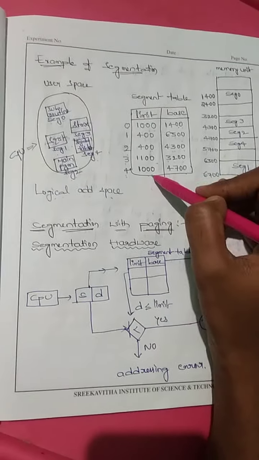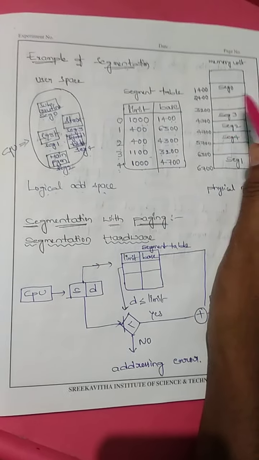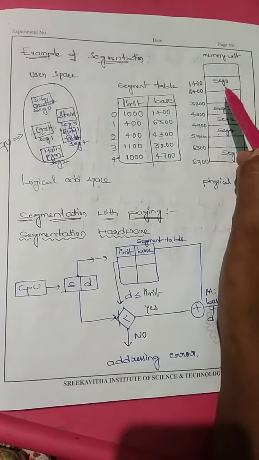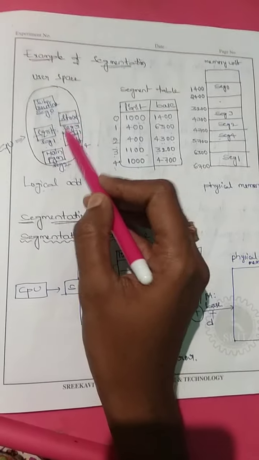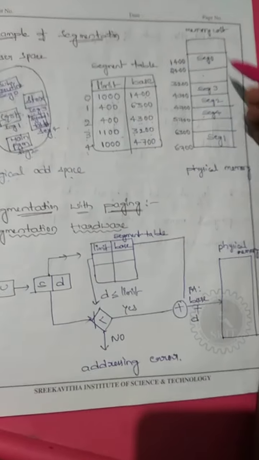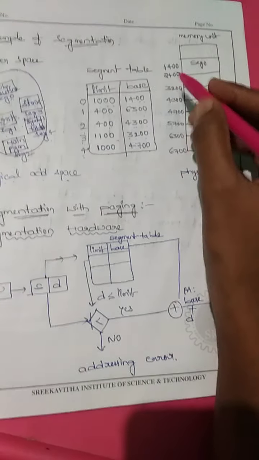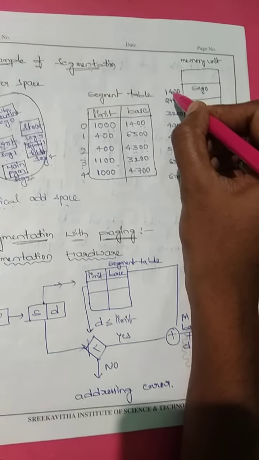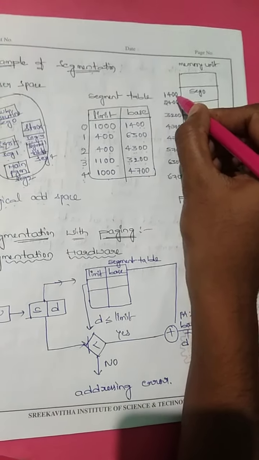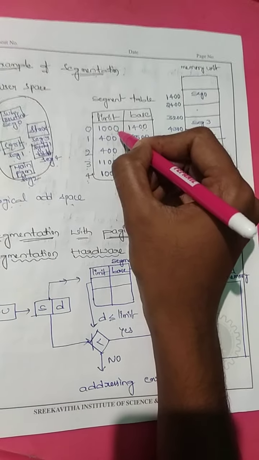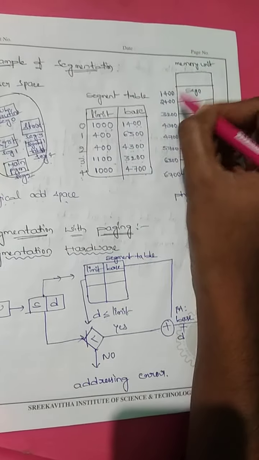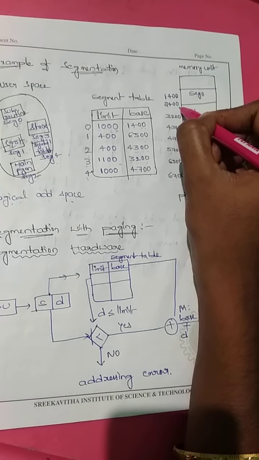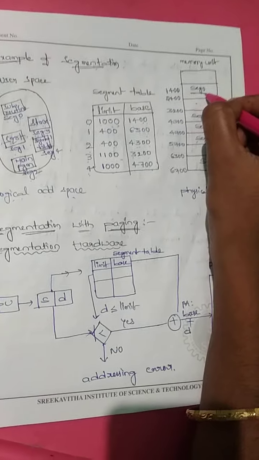So how will these be stored in the memory unit? I already told you segments will be stored in the memory unit like frames, because this is the main memory and that is virtual memory. How will we store? We'll start with segment 0. What is the segment 0 initial address? 1400. What is the length of segment 0? 1000. So 1400 plus 1000, total is 2400. There we are storing segment 0.